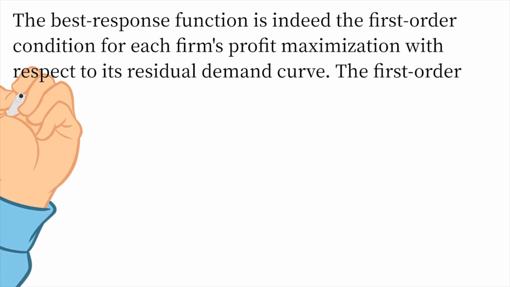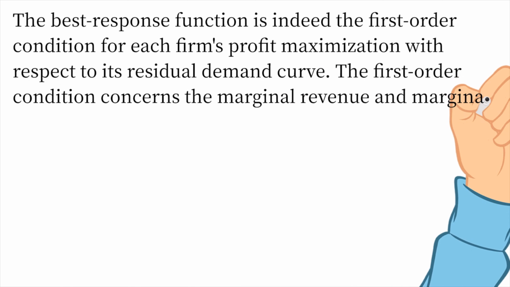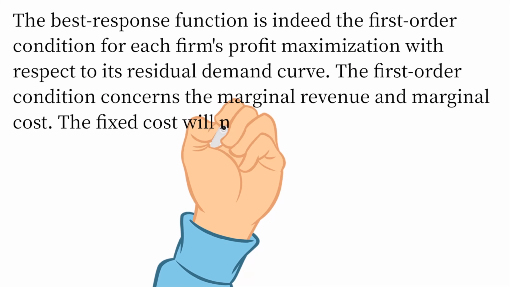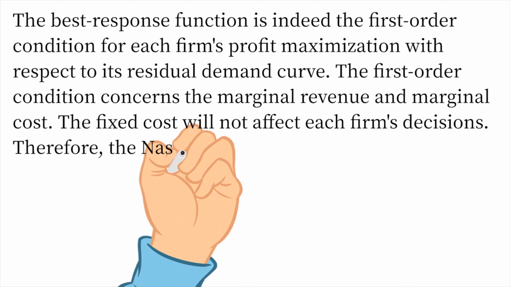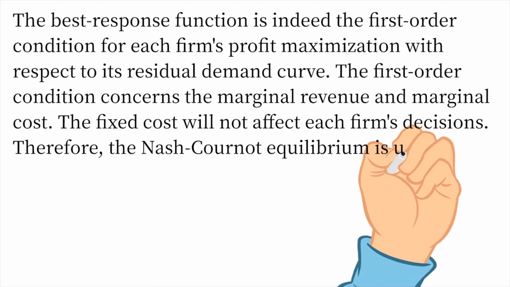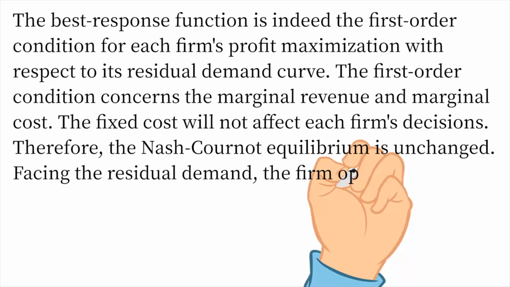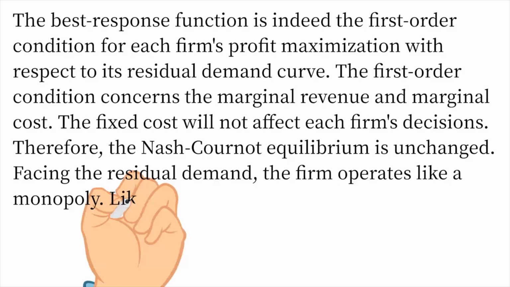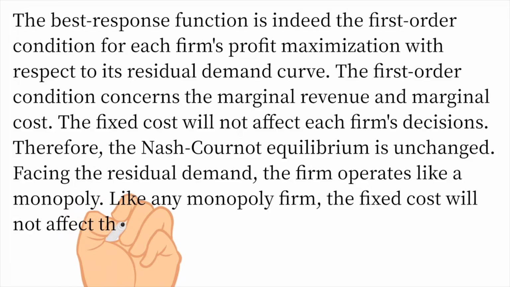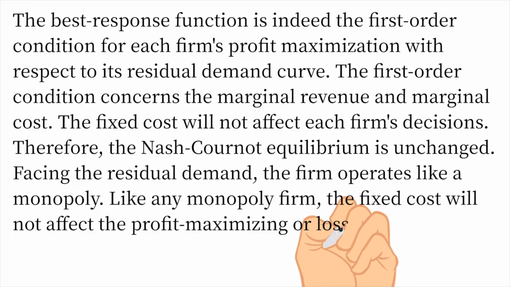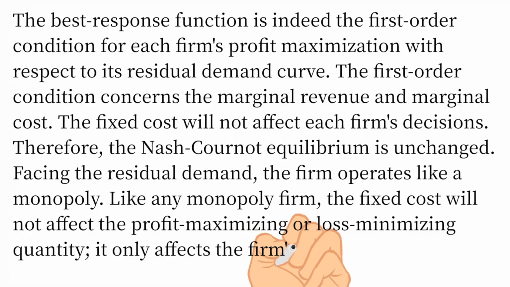The first-order condition concerns the marginal revenue and marginal cost. The fixed cost will not affect each firm's decisions. Therefore, the Nash-Cournot equilibrium is unchanged. Facing the residual demand, the firm operates like a monopoly. Like any monopoly firm, the fixed cost will not affect the profit maximizing or loss minimizing quantity. It only affects the firm's decision of whether to enter the market.